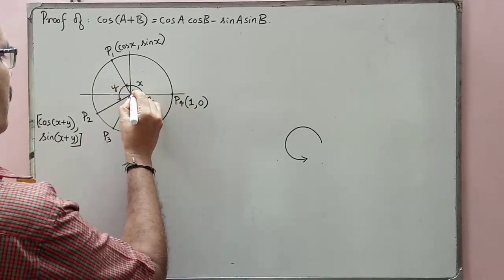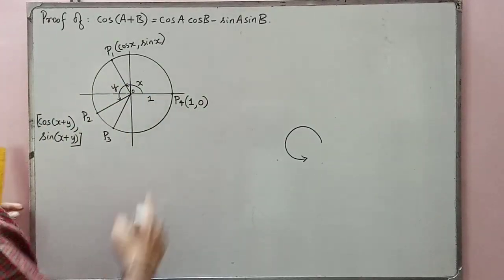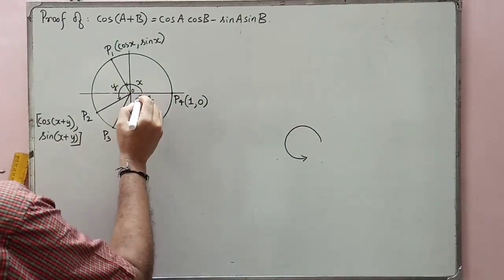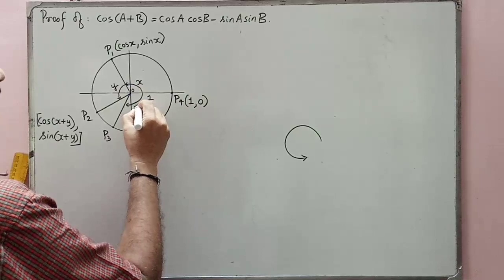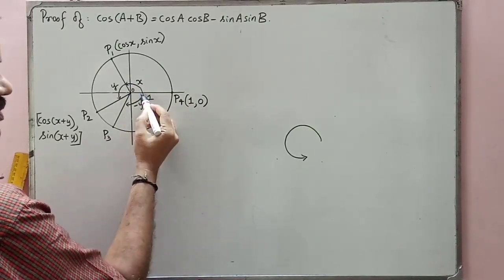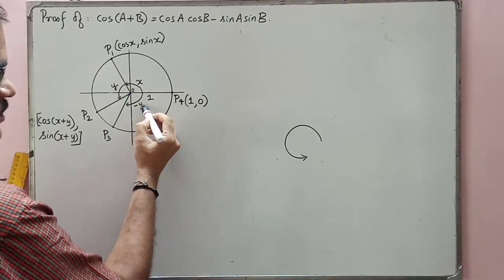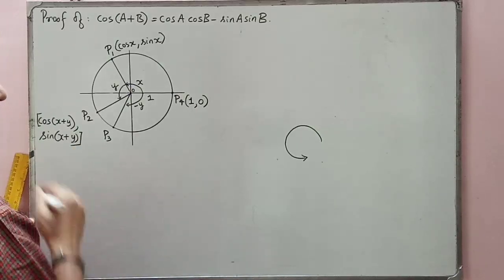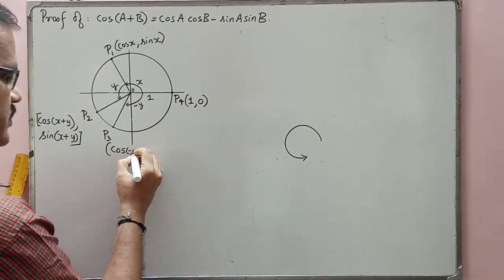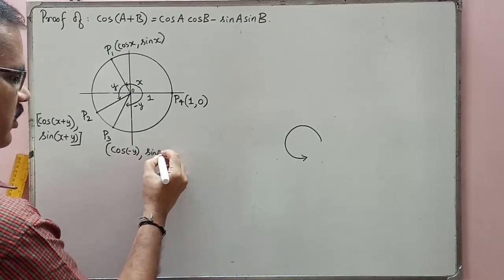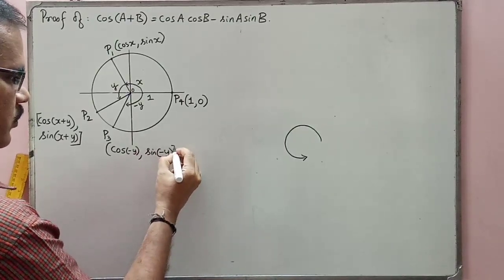Okay. Now I am at origin. Now I am going in a clockwise direction. Clockwise direction, let us assume it as minus y from this point. It's minus y. So what are the coordinates of P3? Yes, you are right. Cos of minus y, comma, sine of minus y.